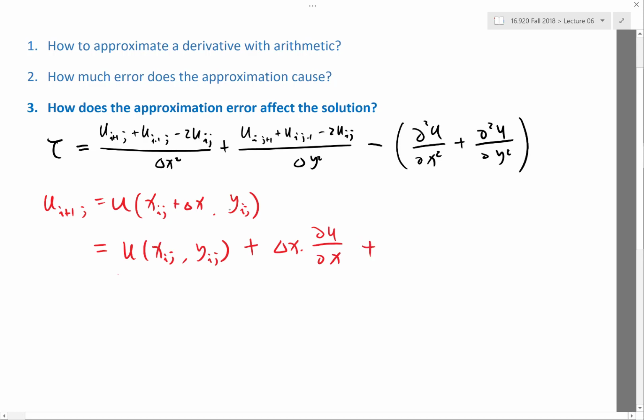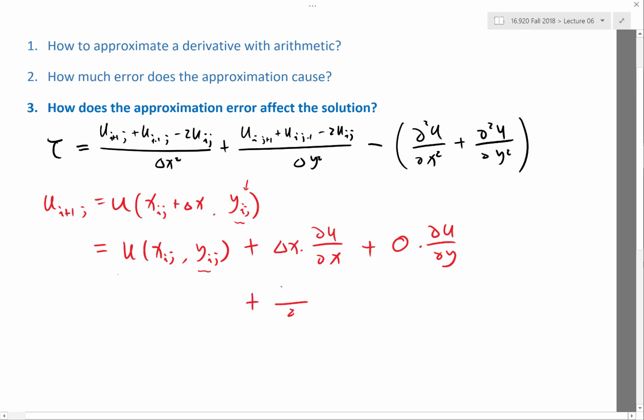And if there is a plus delta y here, you would have a term proportional to delta y times the y derivative. But here I have 0 times the y derivative, right? Because delta y is actually equal to 0. The y coordinates are the same for the evaluation point and the expansion point. So the y derivative term is going to be 0.